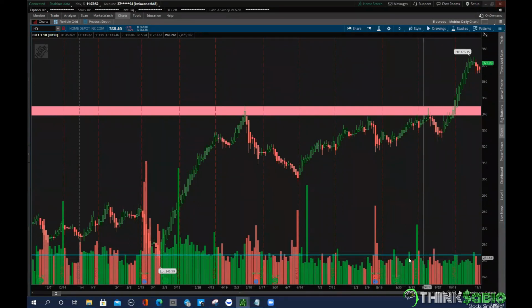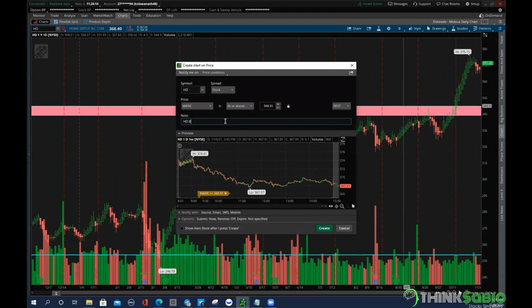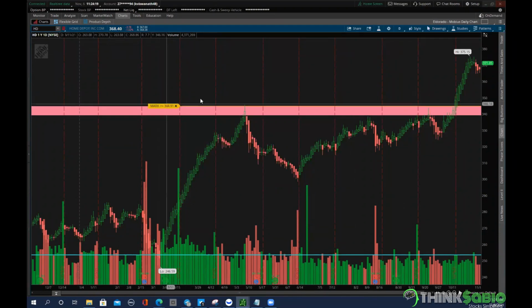So you see all these gaps here. That means HD did not have this much volume in the previous days after this drop right here. And the majority of these days are because they are just selling off everything, right? And then all you have to do is right click, create alert, type HD breakout, and then click create. When it is market hours, it will fire and give me an alert because the price is actually above this, right? So all you have to do is set an alert here.